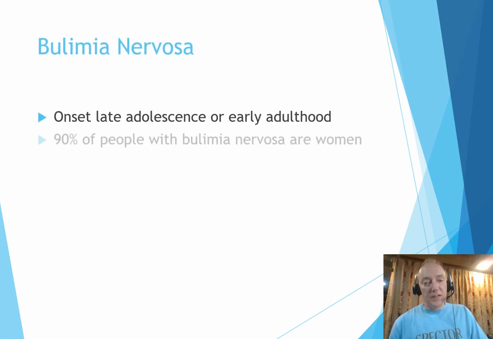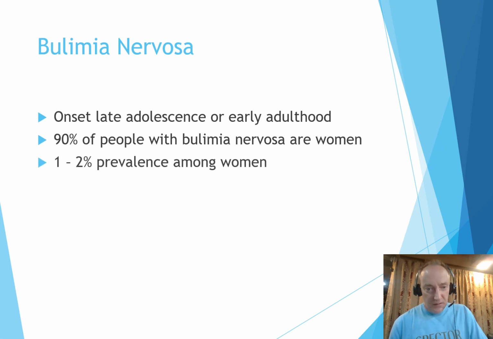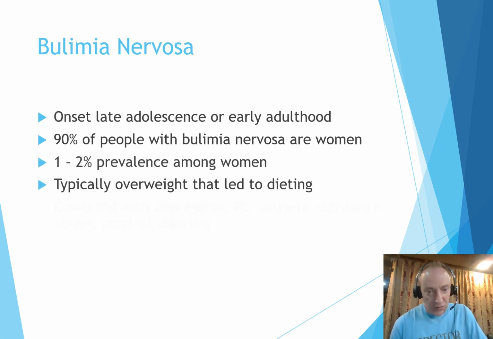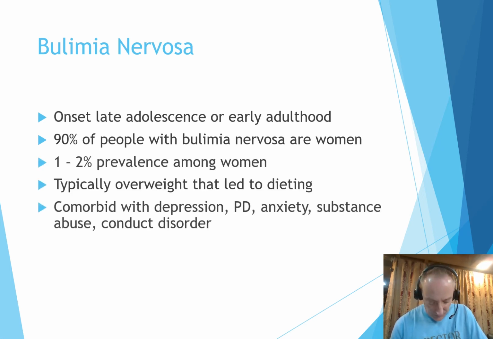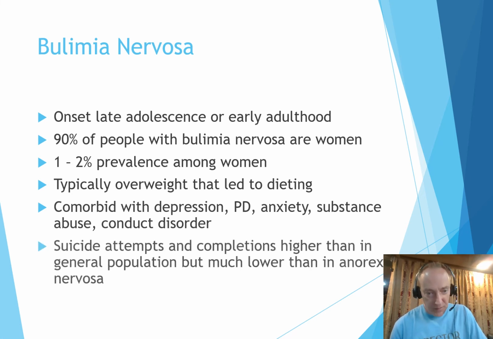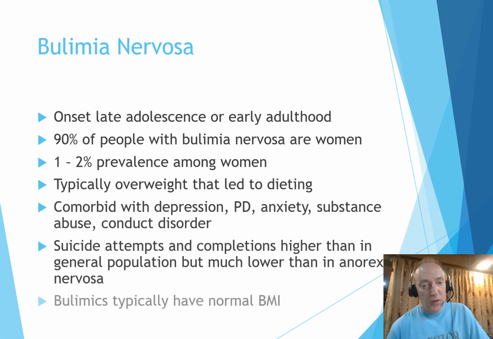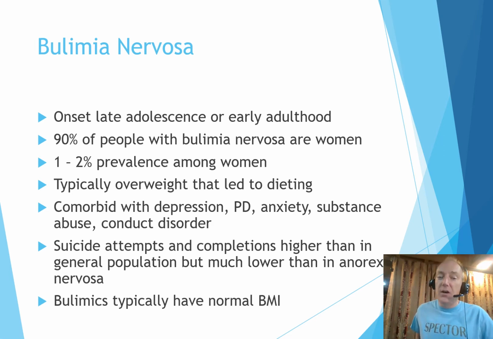Now let's look at some of the associated features. So again, it's still more prevalent in women. 90% of people with bulimia nervosa are women. The age of onset is a little later, typically in late adolescence or early adulthood.